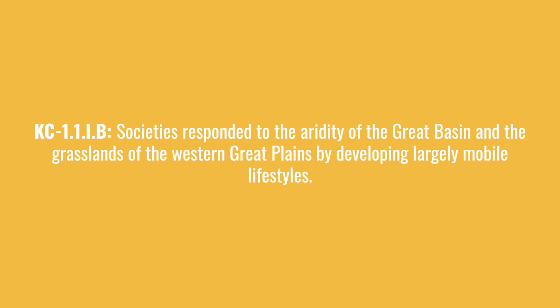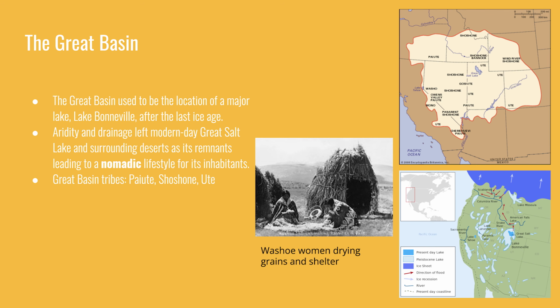Next, societies responded to the aridity of the Great Basin and the grasslands of the Western Great Plains by developing largely mobile lifestyles. The first thing we need to establish here is exactly where the Great Basin and the Great Plains are. On the map to the right here, you see that the Great Basin goes as far west as California and Oregon, as far east as Colorado and Wyoming, and then the southern edge is the north of Arizona, and the northern edge is Montana and Idaho. A lot of these places, even today, are still very hot, and so that heat, that warm climate, that lack of rain definitely affected the way in which Native Americans lived in these areas, and so they adopted nomadic lifestyles.